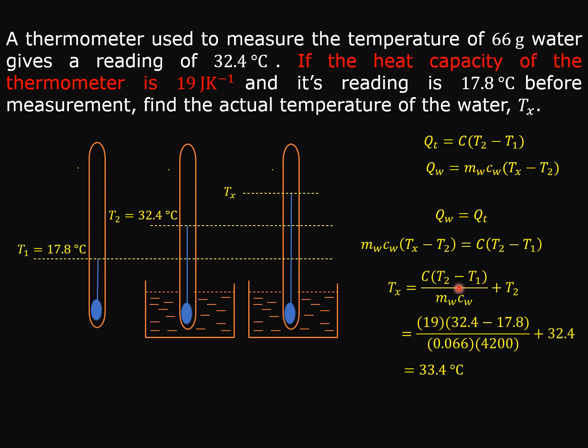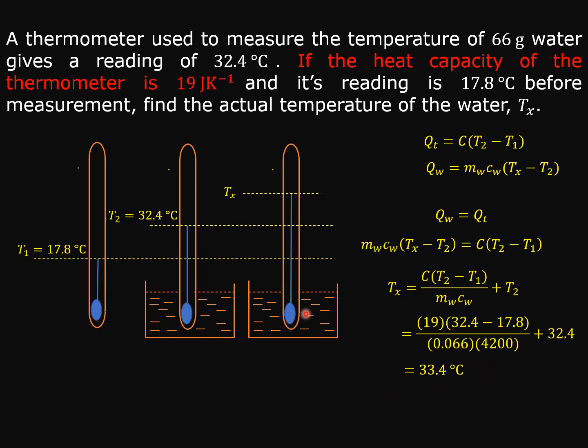The specific heat capacity of water is 4,200, and then plus T2. T2 is 32.4. So we get the answer for Tx as 33.4 degrees C. So this is the actual temperature of the water.